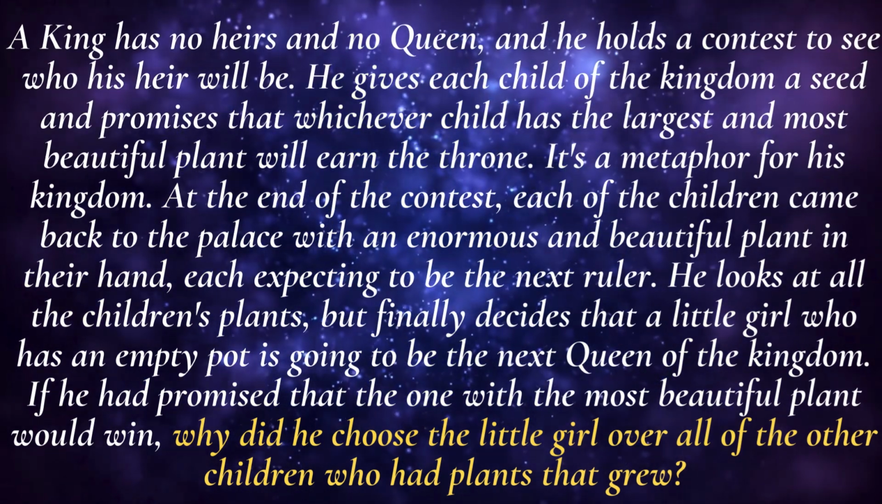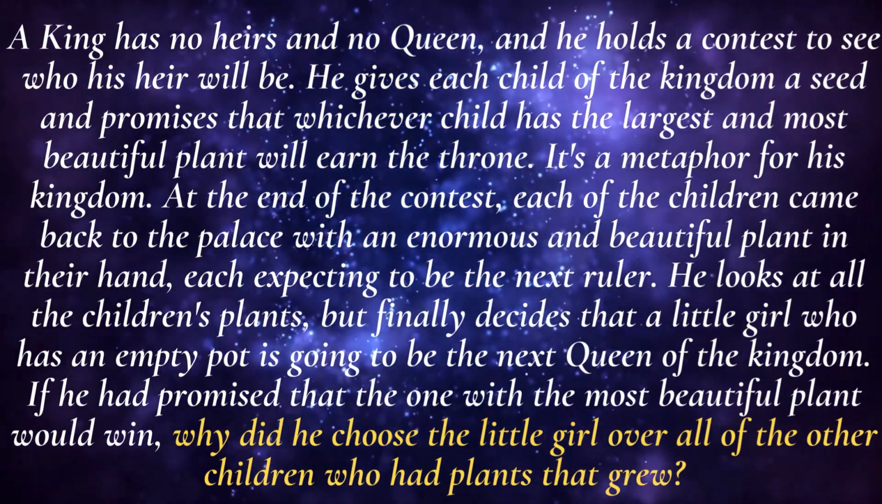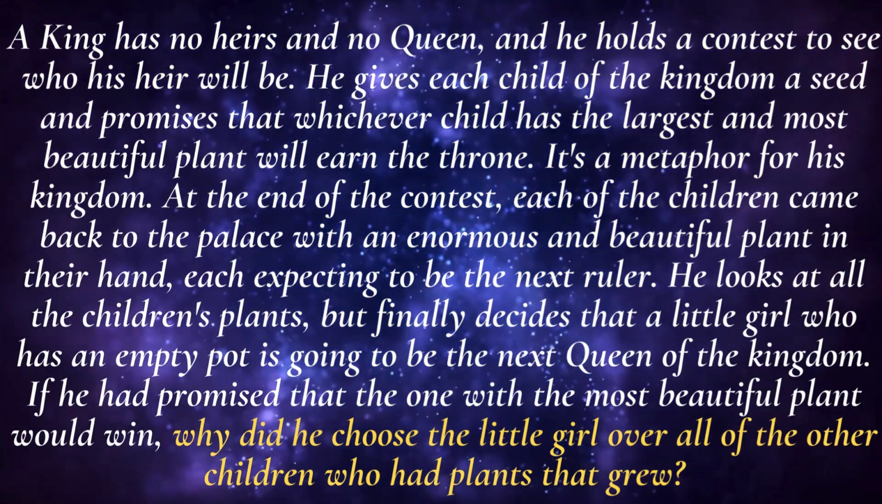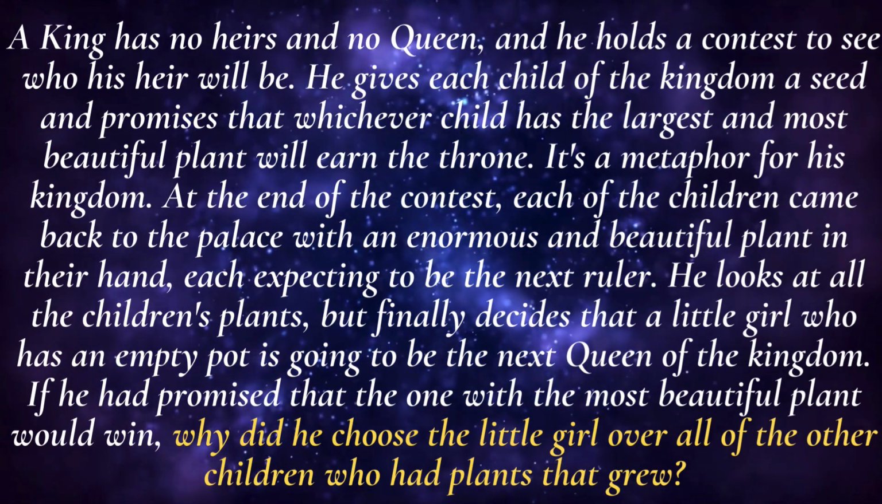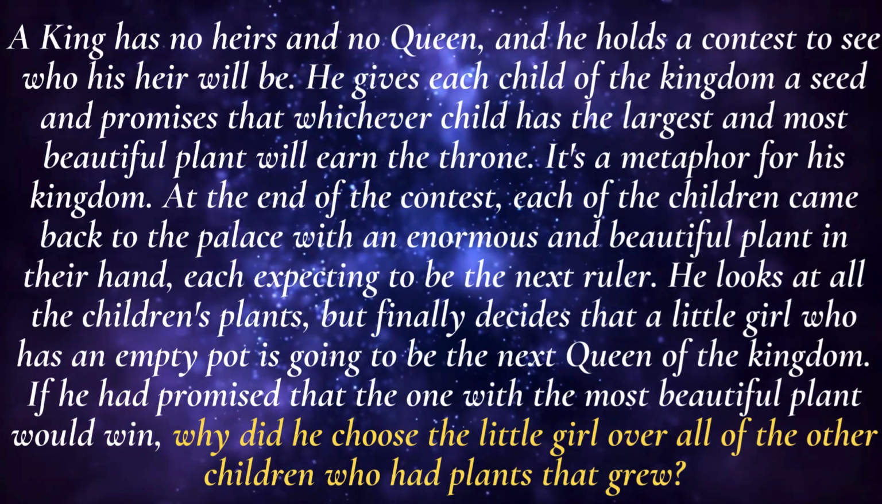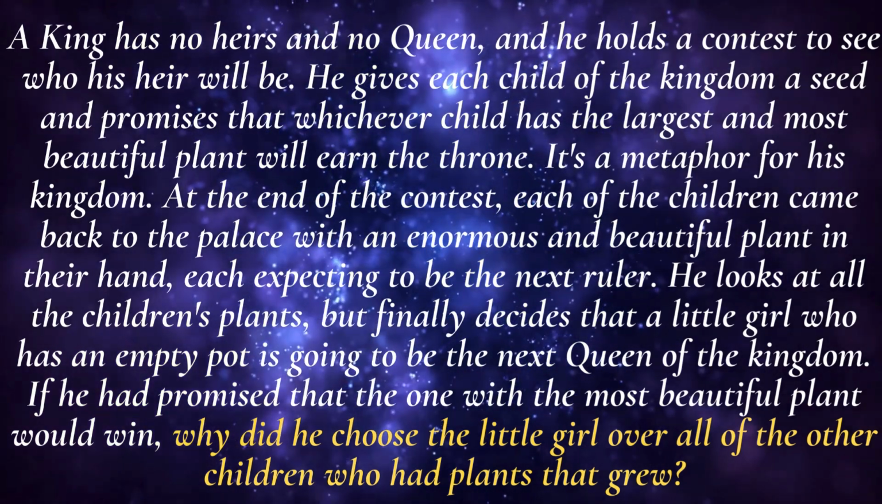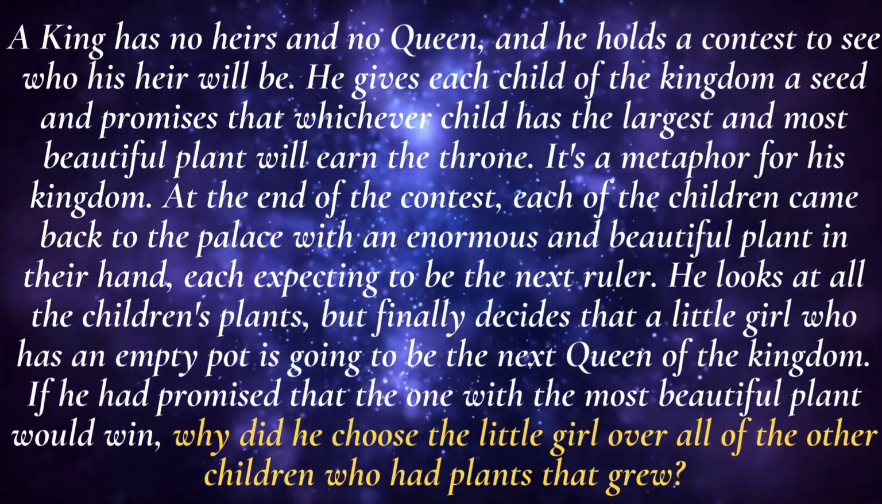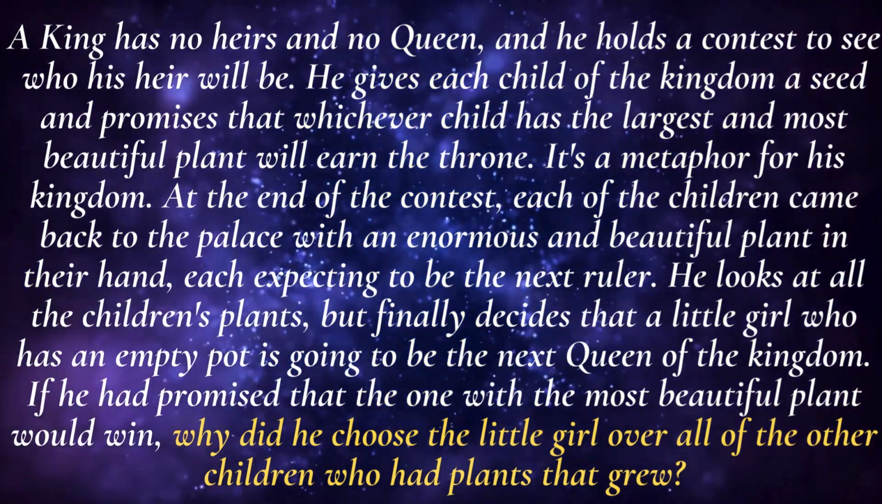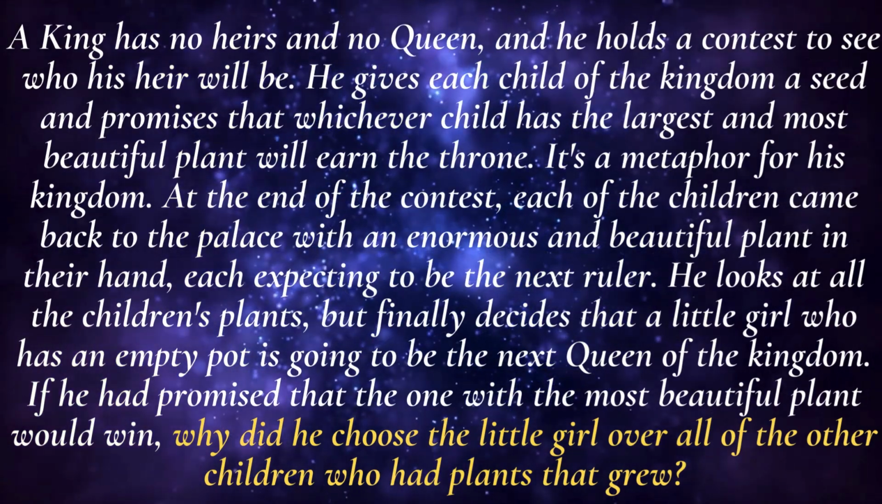At the end of the contest, each of the children came back to the palace with an enormous and beautiful plant in their hand, each expecting to be the next ruler. He looks at all the children's plants, but finally decides that a little girl who has an empty pot is going to be the next queen of the kingdom. If he had promised that the one with the most beautiful plant would win, why did he choose the little girl over all of the other children who had plants that grew?